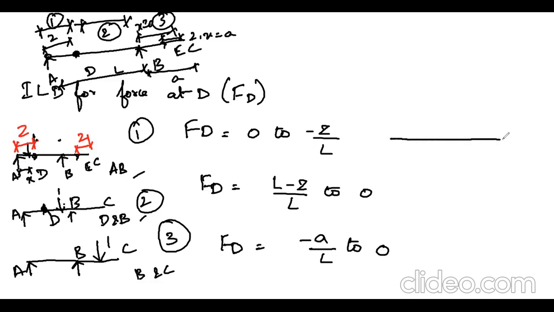Okay, so the influence line diagram will be changing like this. Here it is 0. It is coming as minus Z by L. Since the sign is negative, you have to mark it on the compression side.